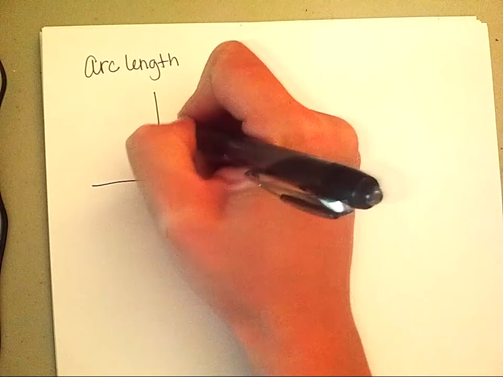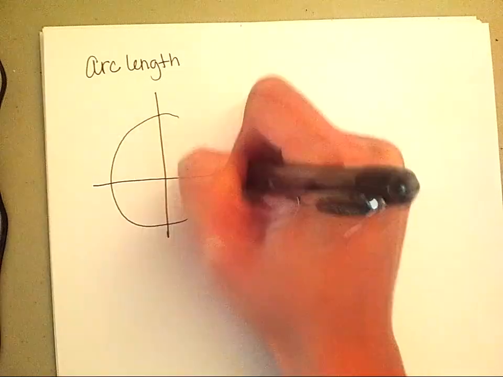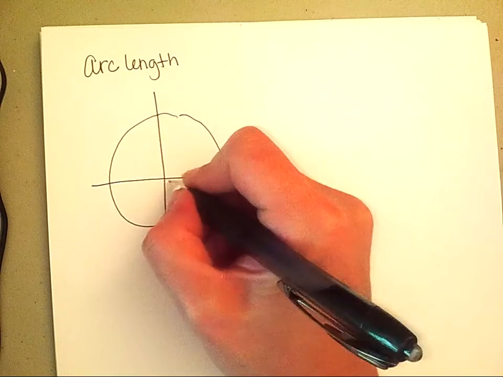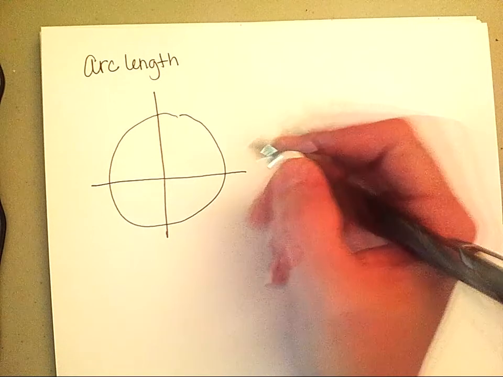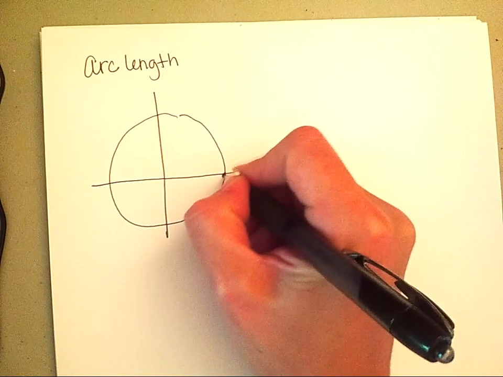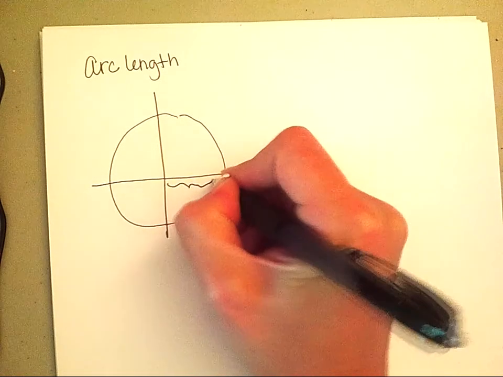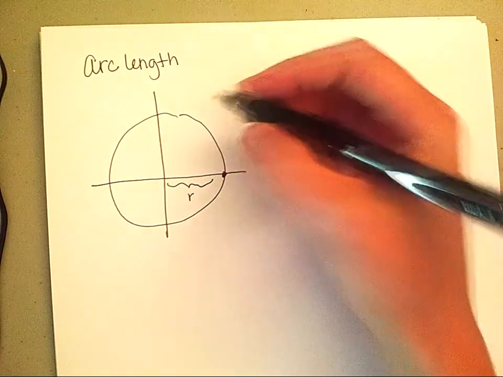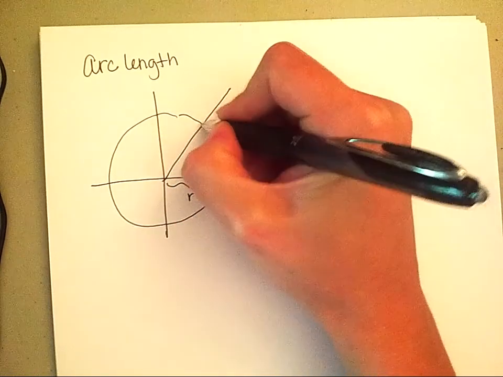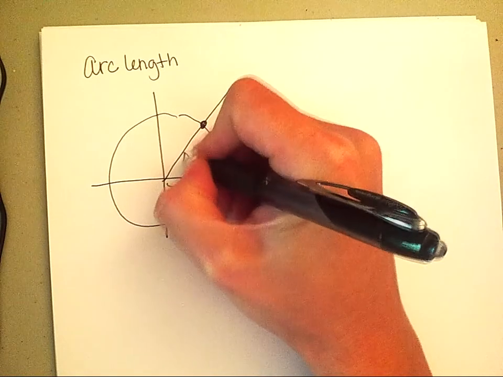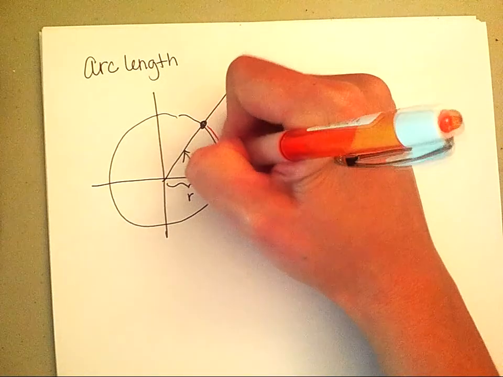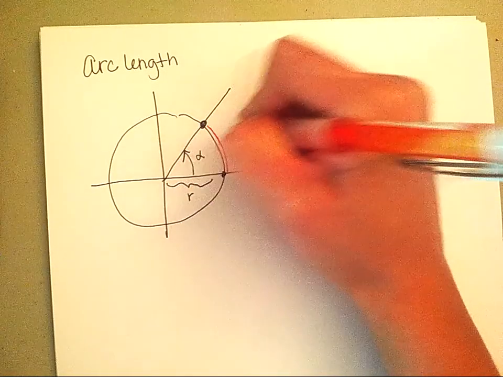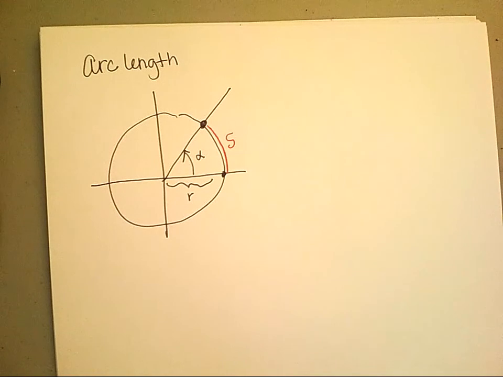Okay, again, here we have a circle. Now, let's say it's not on a unit circle. So, this is some measurement r for the radius. And again, we have some angle here, alpha. And we're looking for this, the arc length.